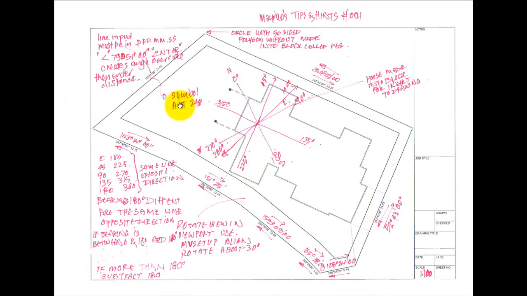Just another thing here, the degree symbol, when you're entering the degree symbol for doing your lettering and stuff, you just hold the Alt key down and type 248, and that creates the degree symbol. Okay, so there we are, we've got our boundaries in, and boundary bearings.